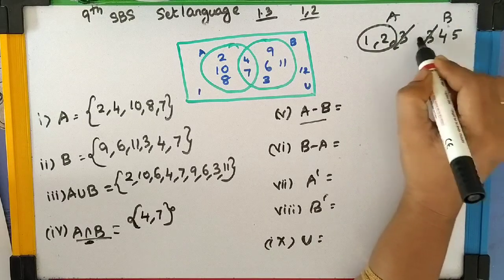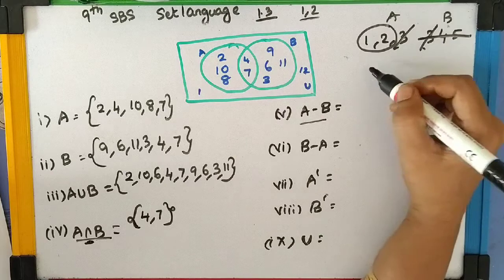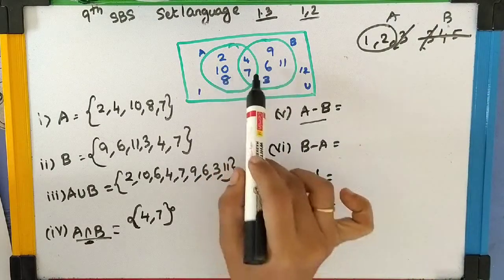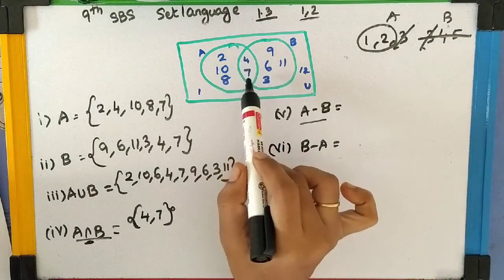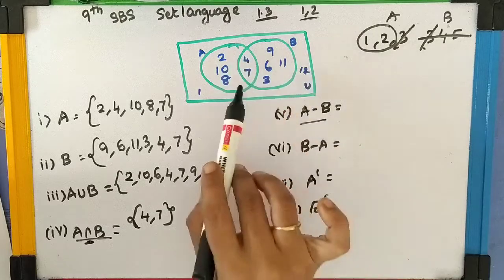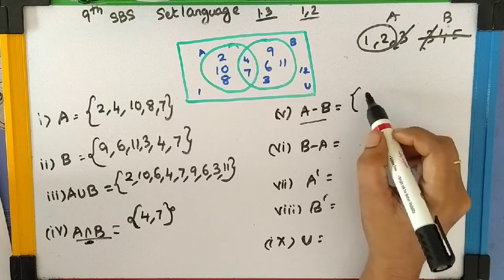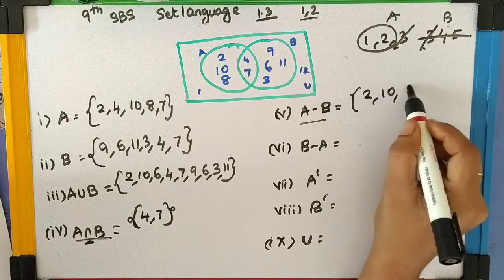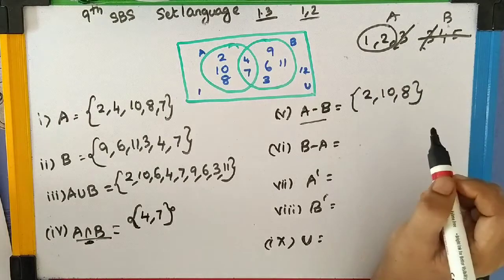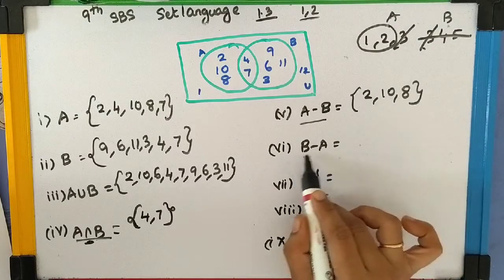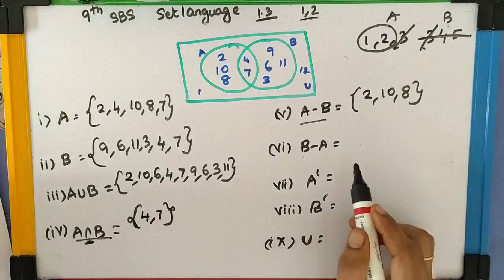Now, here we take A and B. The intersection part is 4 and 7. We have to leave that. We have to cancel that and leave the second set, that is B, completely and write only the A part. So 2, 10 and 8. Can you understand? Now what is B difference A?